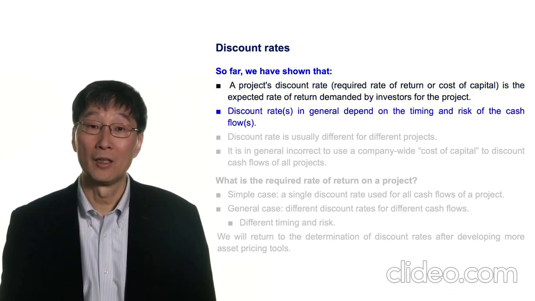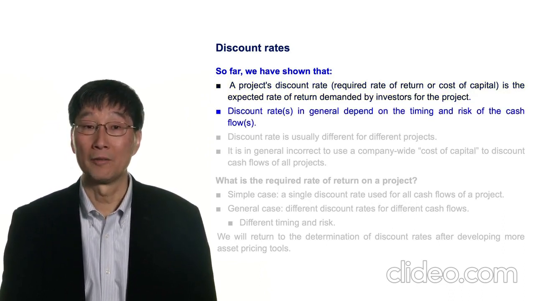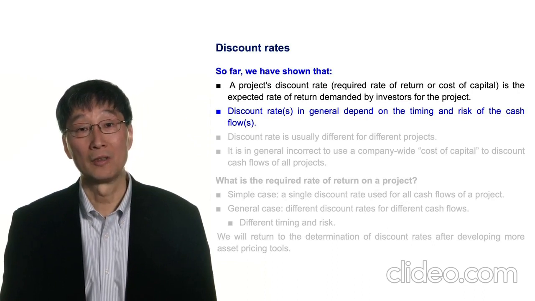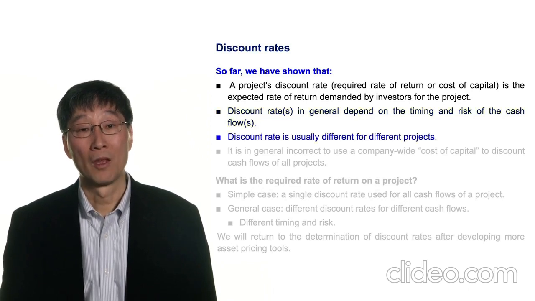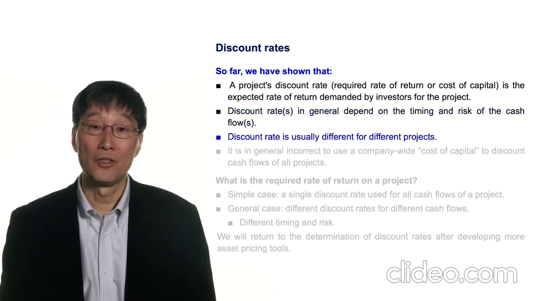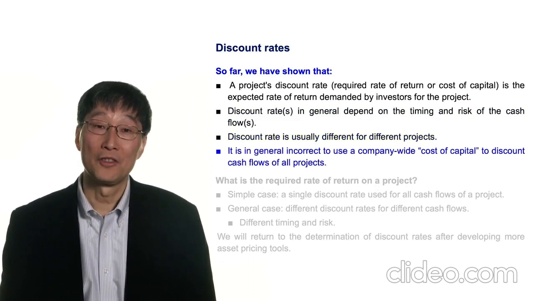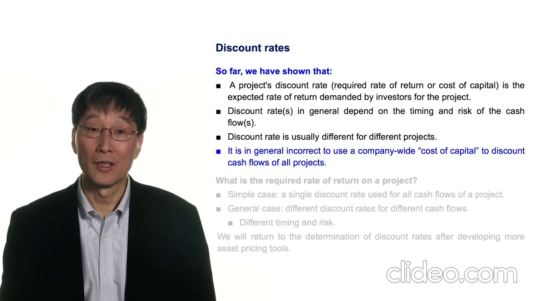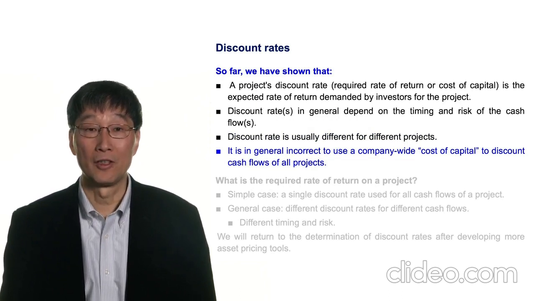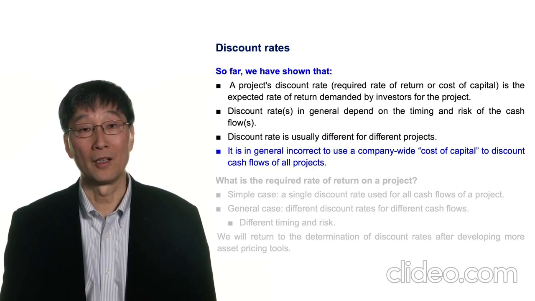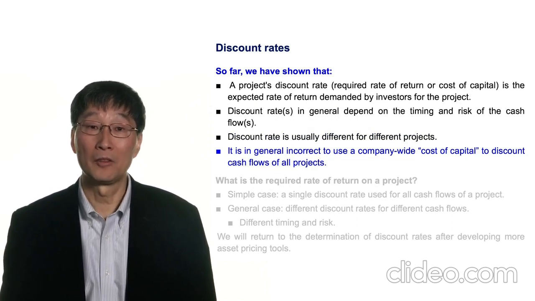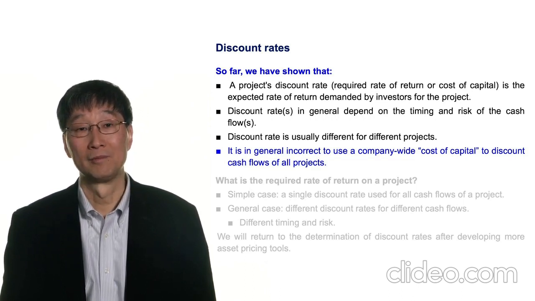Second, discount rate depends on the timing and risk of the cash flow. Thus, in general, it can be different for different pieces of a cash flow. Third, discount rate is in general different for different projects. Fourth, it is in general incorrect to use a company-wide cost of capital to discount cash flows of all projects. The cost of capital is project-specific and can vary substantially across different projects with different risks.